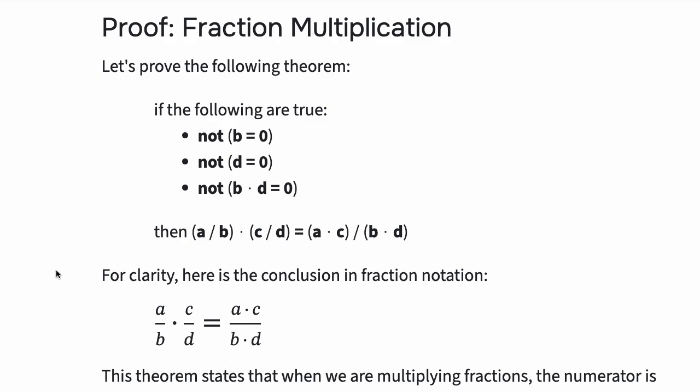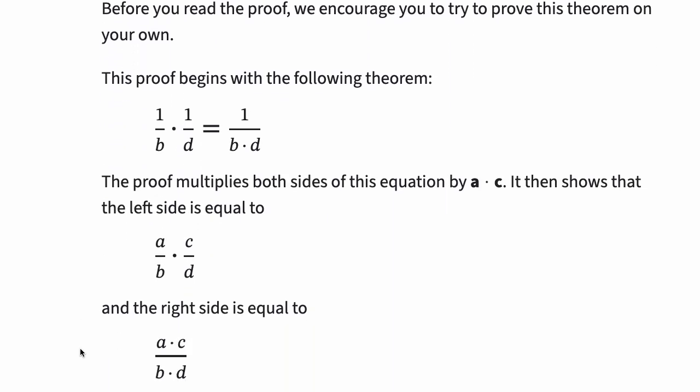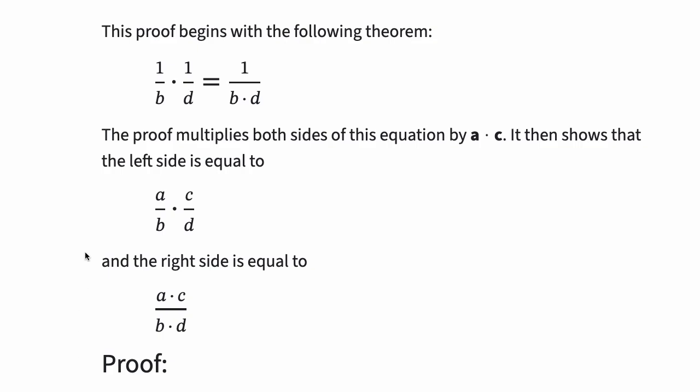Before you read the proof, we encourage you to try to prove this theorem on your own. This proof begins with the following theorem. 1 over b times 1 over d is equal to 1 over b times d. The proof multiplies both sides of this equation by a times c. It then shows that the left side is equal to a over b times c over d, and the right side is equal to a times c over b times d.